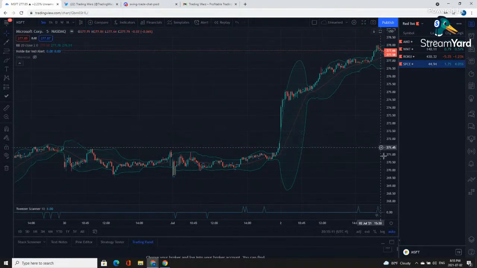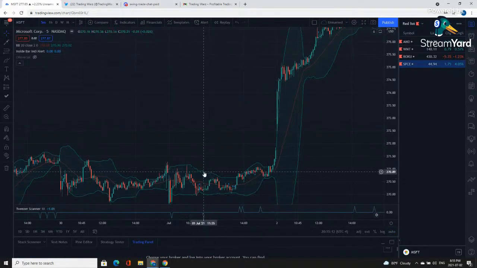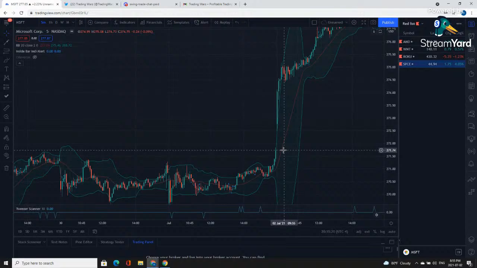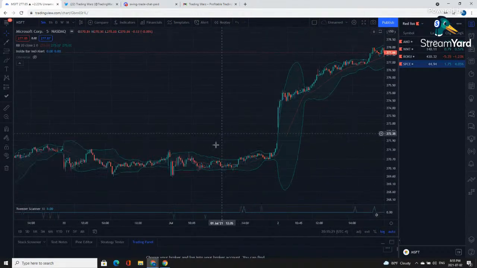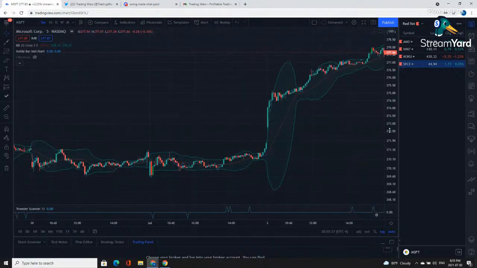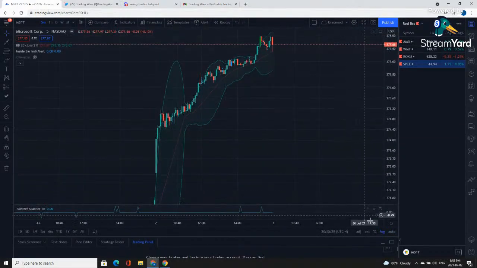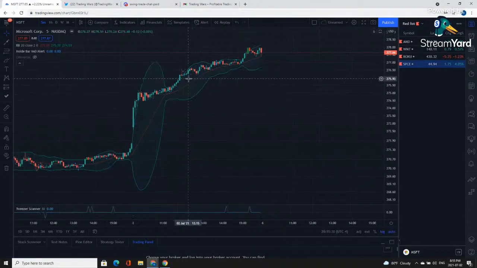I was trying to get long back here, and you see how it breaks into the trigger into the close, and for some reason I did not get filled. I don't know why. I have to look back and see why. But anyways, the entry was back here. We discussed this in yesterday's video, and then today was just a beautiful rocket ship from Microsoft.